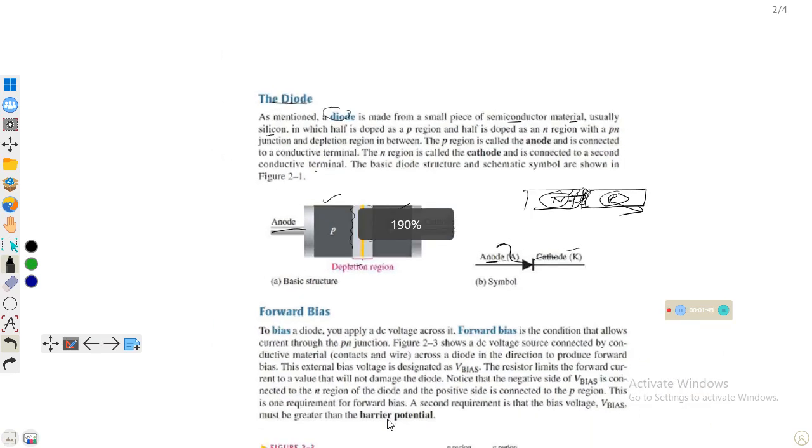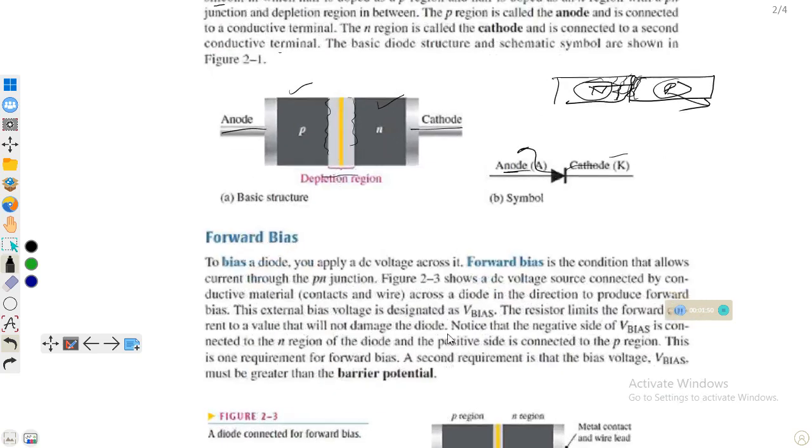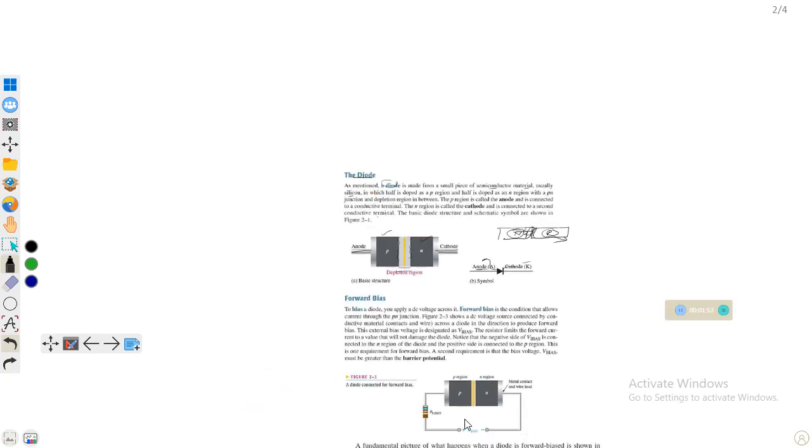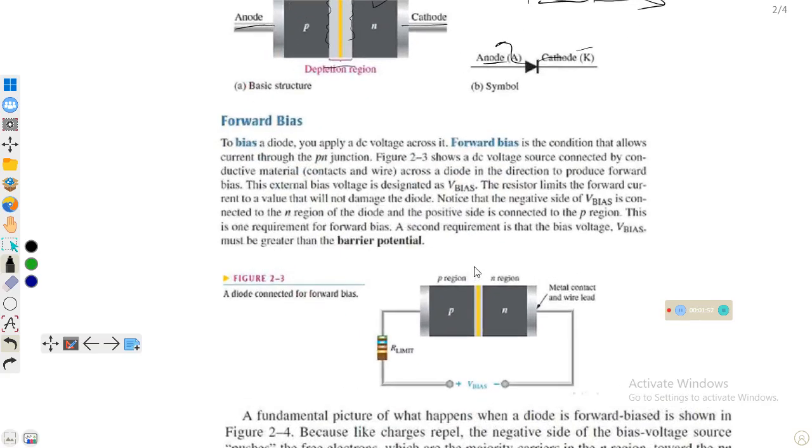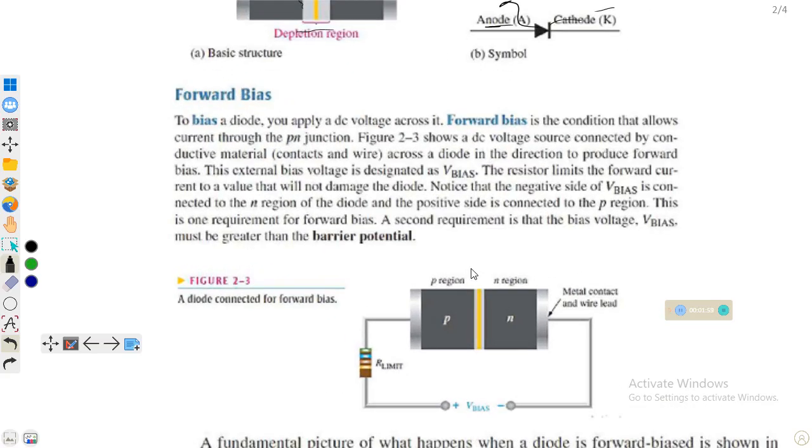Then another important term comes: what is forward bias and what is reverse bias. There are two ways to connect this diode into a circuit. In forward bias, we connect the positive p region with the positive terminal of the battery, and the n region is connected with the negative side of the battery.